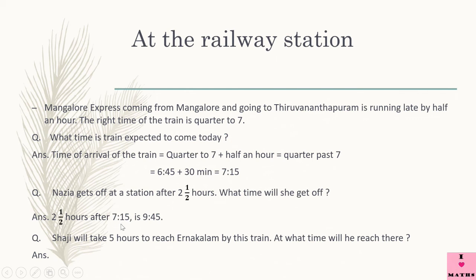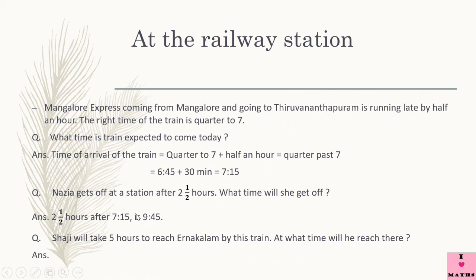1 hour after 7:15 is 8:15. 2 hours after 7:15 is 9:15. In 9:15, we have to add half an hour, that is 30 minutes. So 15 plus 30 will give us 45. So the answer is 9:45. Okay, children, this one I would like to explain again.